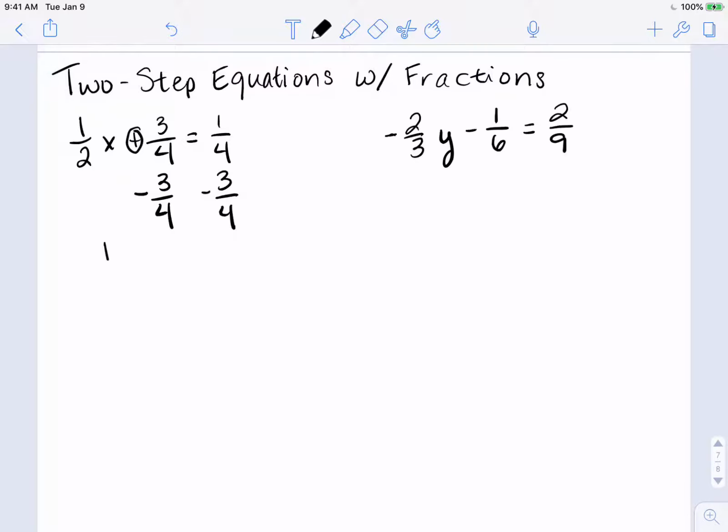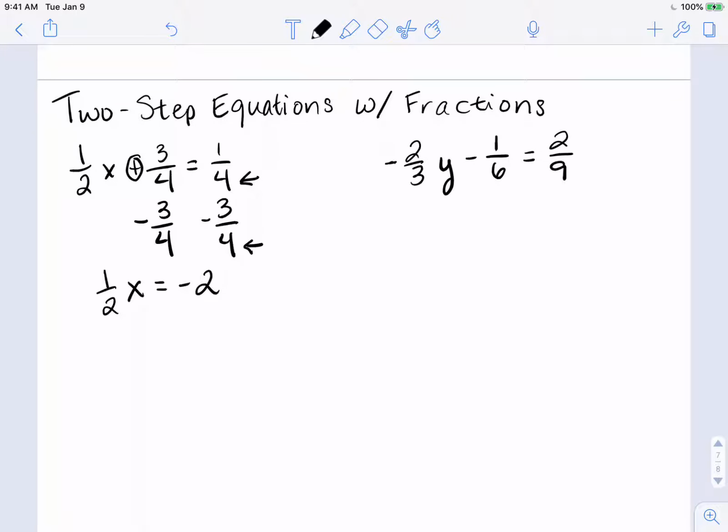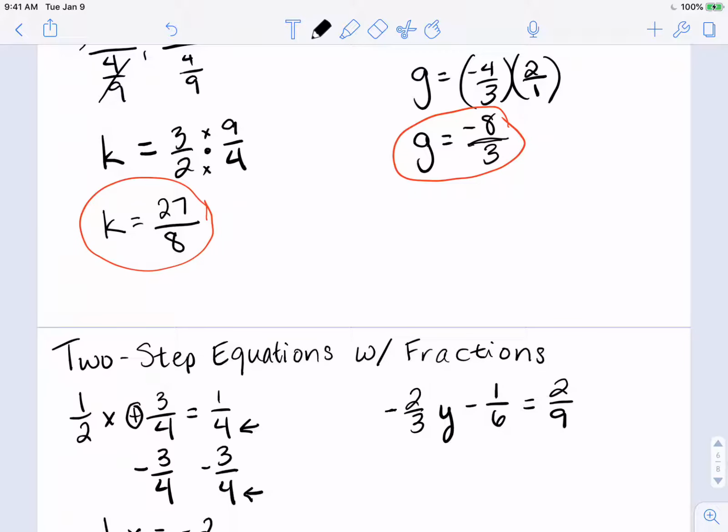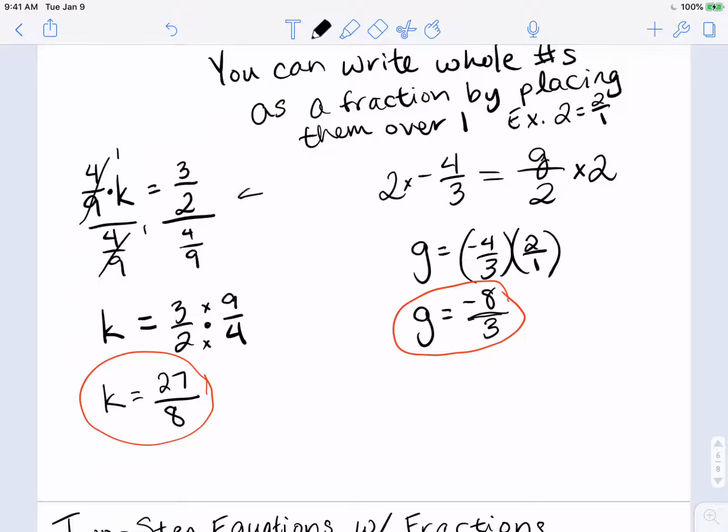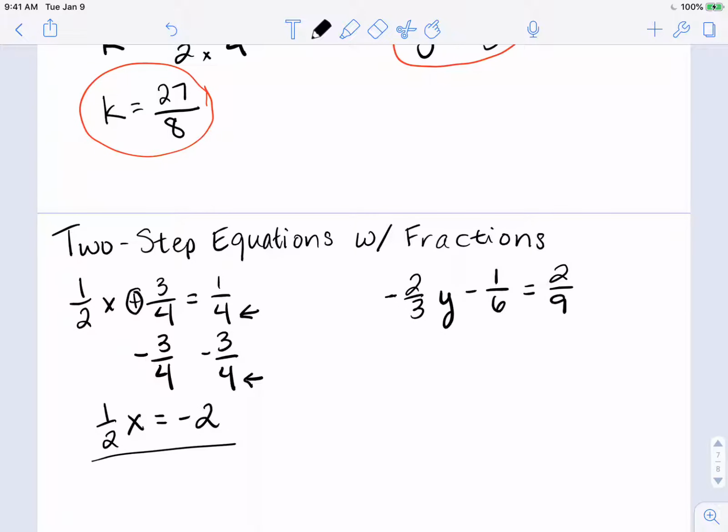and you get 1/2 x equals, and then they do have common denominators. They both have a denominator of 4. So once they have common denominators, you can apply the operation to the numerators. So 1 minus 3. What's 1 minus 3? It's -2. So now you have 1/2 x equals -2. This looks just like this problem that we did up here, except this is a whole number.